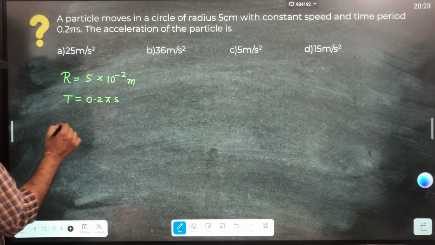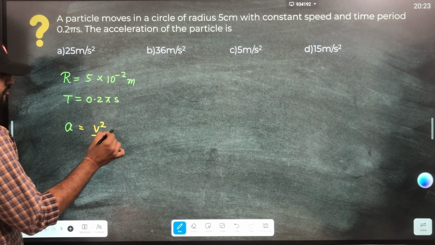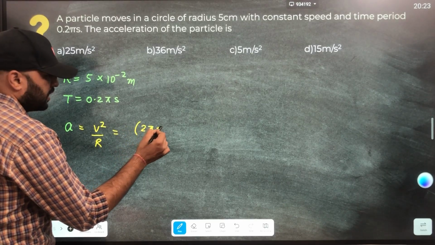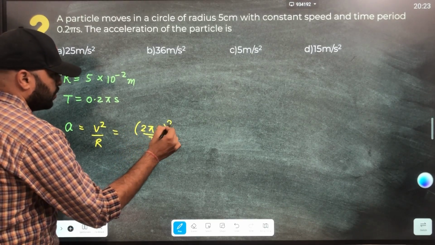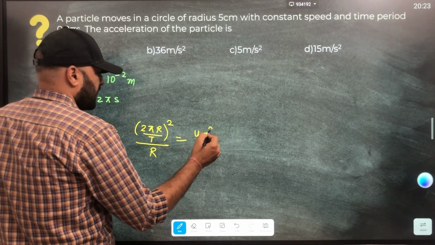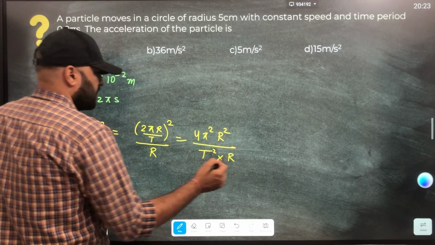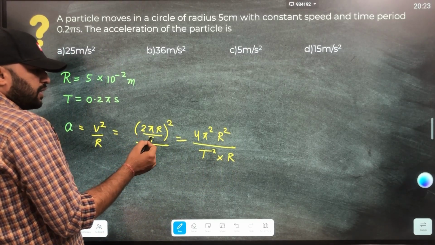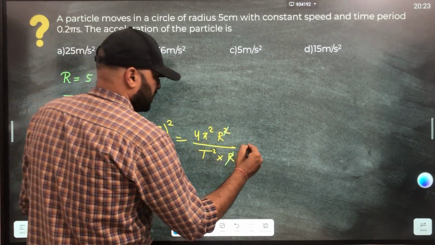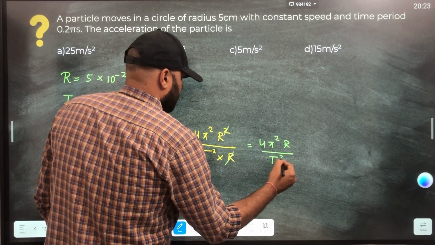So we know that acceleration a is nothing but v square by r, correct? And v here is nothing but 2 pi r by t. So (2 pi r by time period t) whole square by r. Or you can write it as 4 pi square r square upon t square into r, correct? One of the r will get cancelled and you are left with 4 pi square r upon t square, correct?